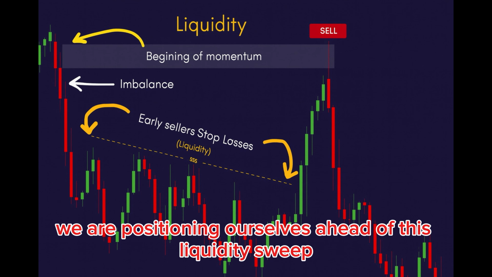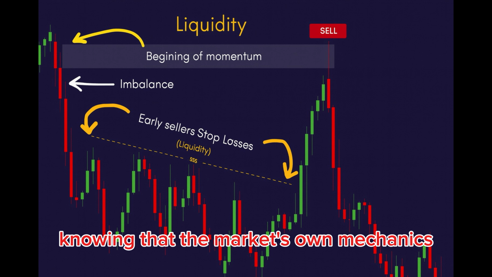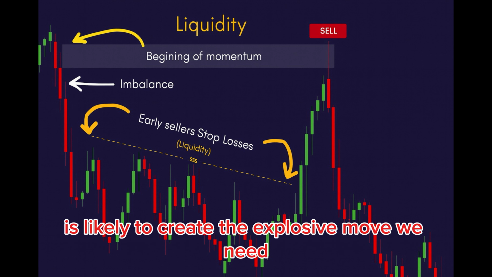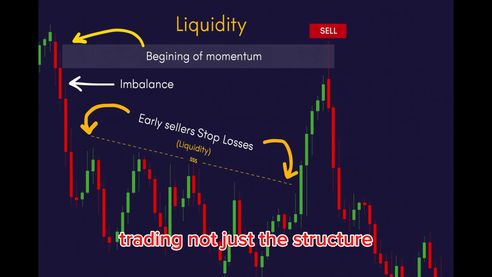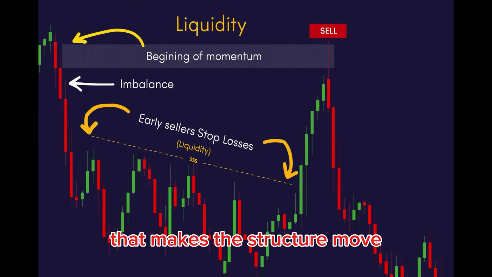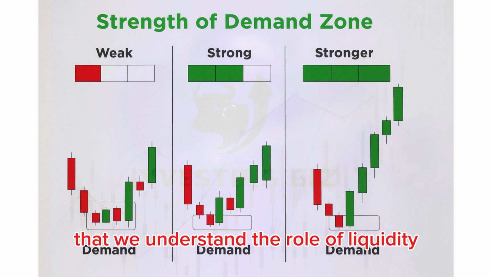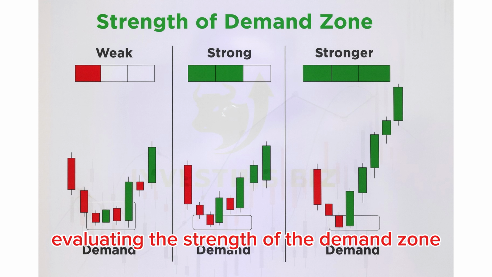So understand this: we're not just buying a random dip. We are positioning ourselves ahead of this liquidity sweep. We're buying in the discount zone, knowing that the market's own mechanics, the triggering of stop losses, is likely to create the explosive move we need. This is the final piece of the puzzle: trading not just the structure, but understanding the underlying liquidity that makes the structure move.